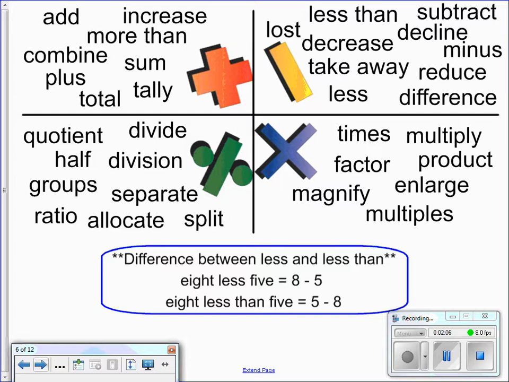These are some words that we need to make sure you know when you're doing a word problem and what operation it is. One important one is this: less or less than. So when it says 8 less 5, that means 8 minus 5. If it says 8 less than 5, it means 5 minus 8.